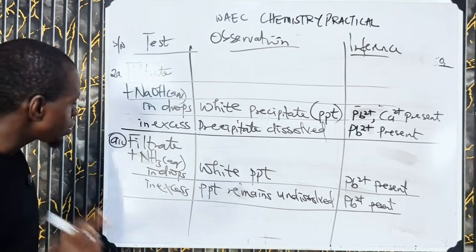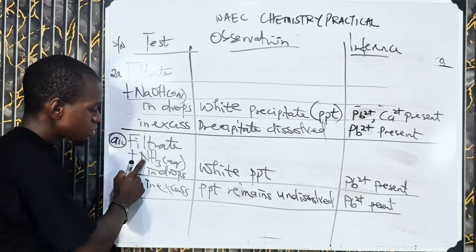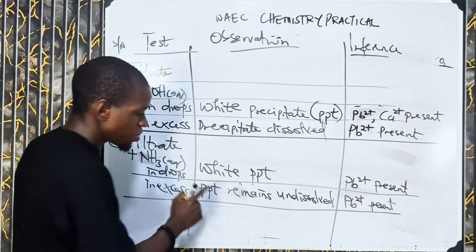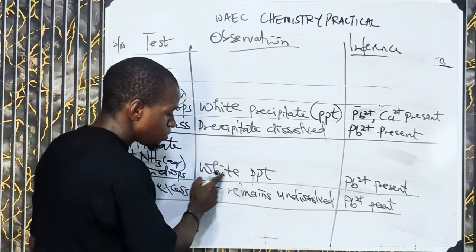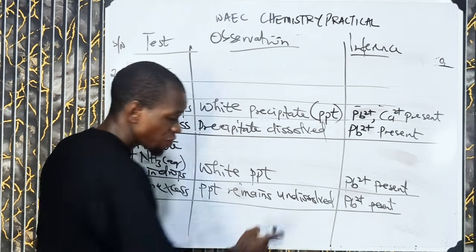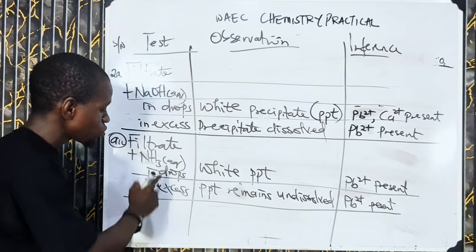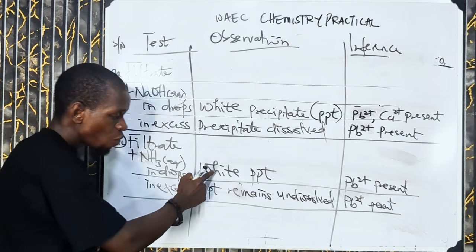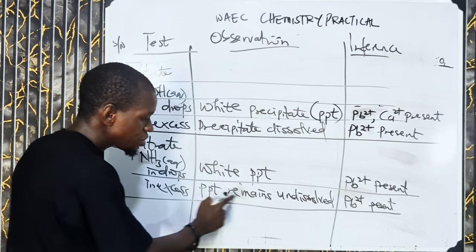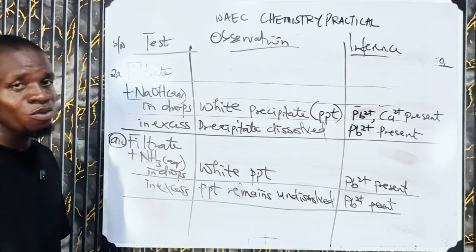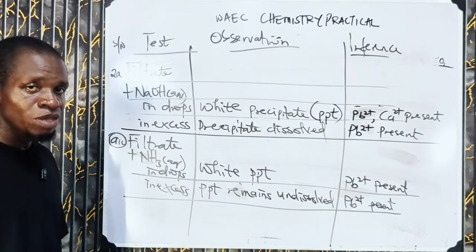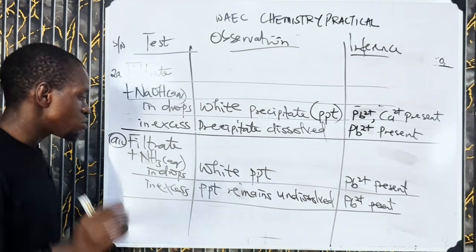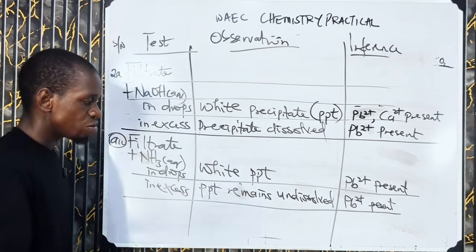The only thing the examiner wants to know is, what test are you going for? You're going for the test in drops, and what is your observation? Is it YPPT or PPT remains undissolved? Now, you went to the place where you're supposed to write YPPT, and you now wrote PPT remains undissolved. That is where the examiner will have a problem with you. That is the argument an examiner will have. So you should be careful, because those serial numbers are not too necessary.